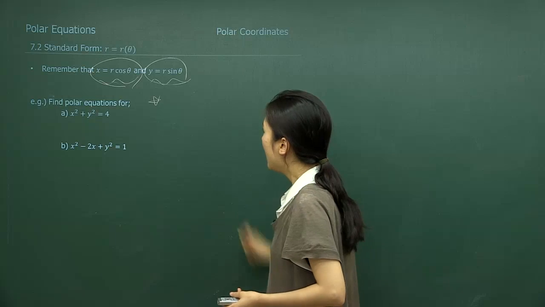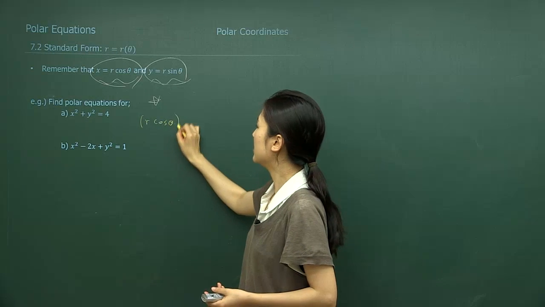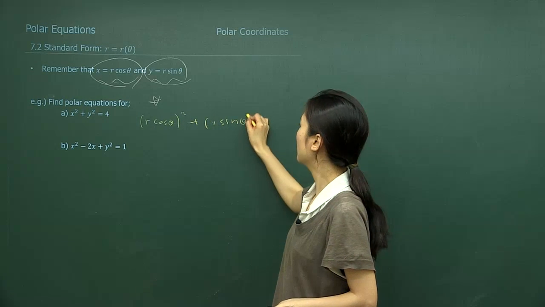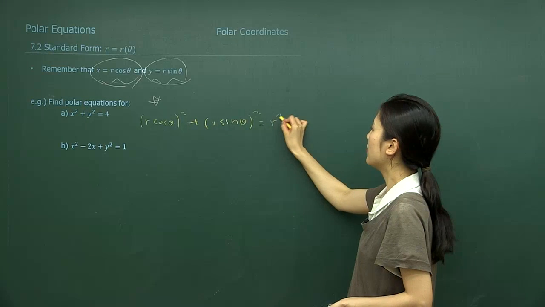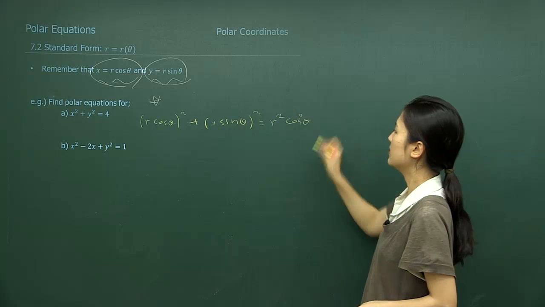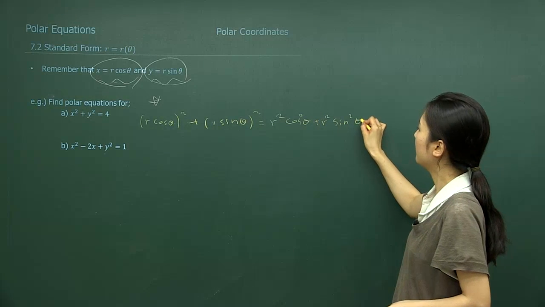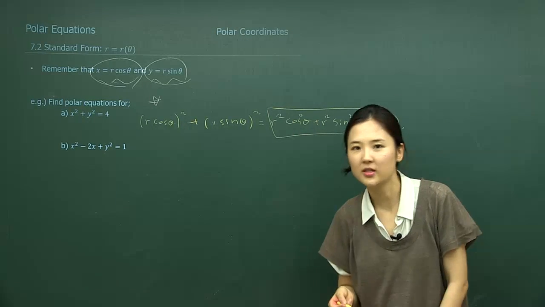Okay, here we go. X, right, is r cosine theta, so we square that. Y is r sine theta, so we square that, which will give you r squared cosine squared theta, right, plus r squared sine squared theta. That equals 4 technically. That's how you convert it.